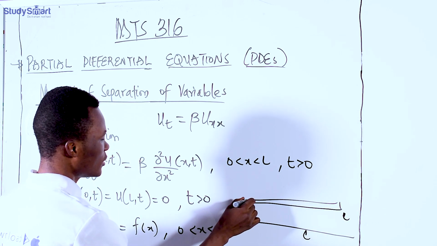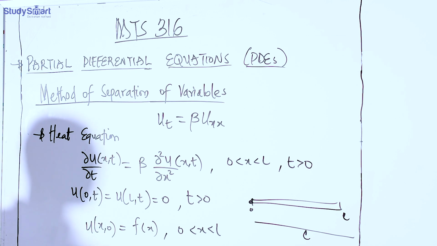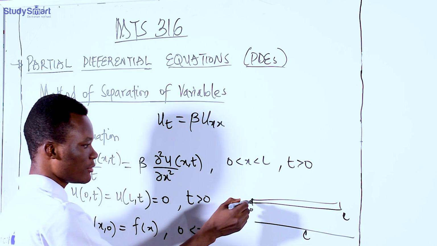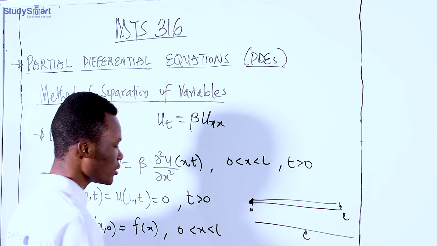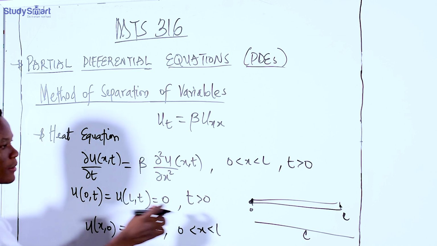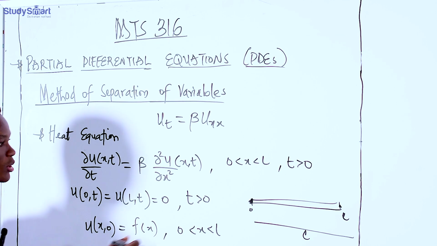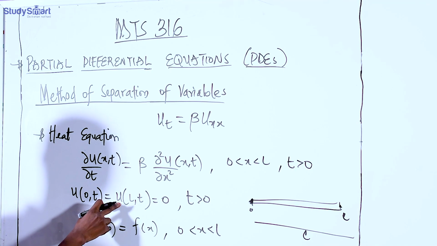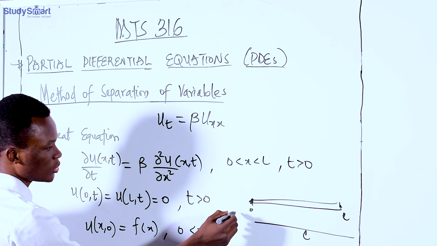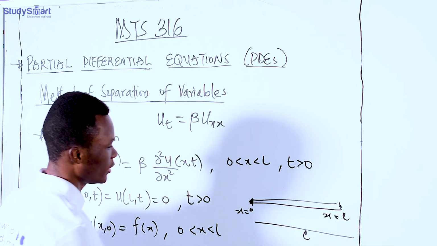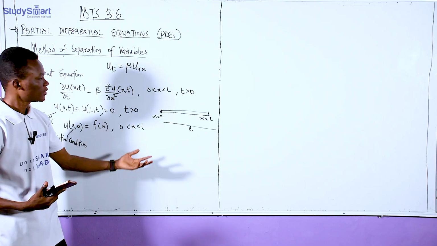So this is the length of the wire. At this point, at x equal to 0, and at x equal to L, these are boundary conditions, because we are given the temperature, or the value of u, here and here. The temperature is constant here and here, they are both kept at constant temperature, so you have the same value for u, u equal to 0, at x equal to 0 and at x equal to L. We call these boundary conditions.